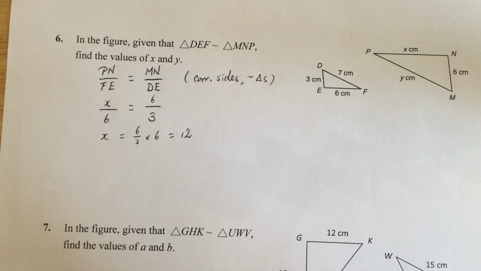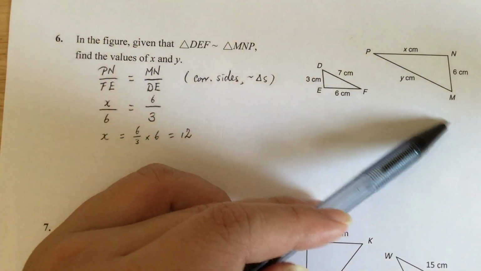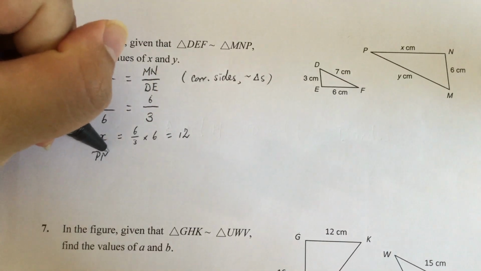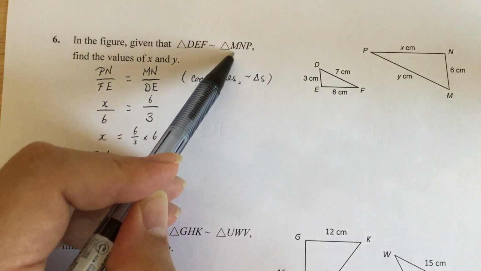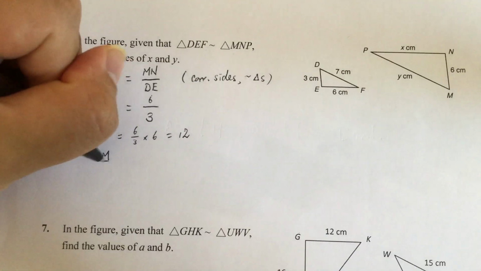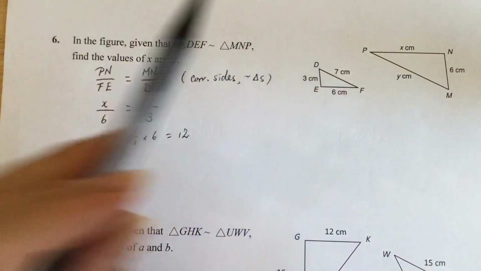Okay, now let's go to Y. So we are going to find out the Y here. If I want to find Y, that means this time I will use PM. For PM, that is the third and the first. So we use FD to pair up. So over FD here to pair it up. So this time it is 7.